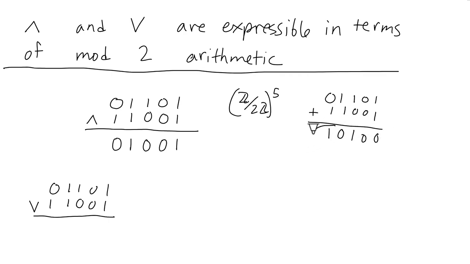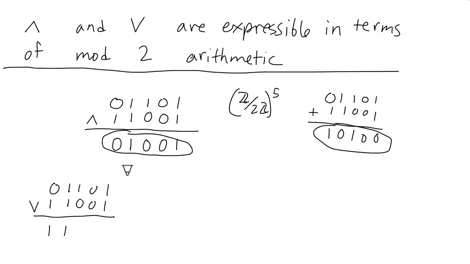Then let's take this result and this result, and add them together using mod 2 arithmetic. If we add them, notice that we get, in the first component a 1, in the second component a 1.